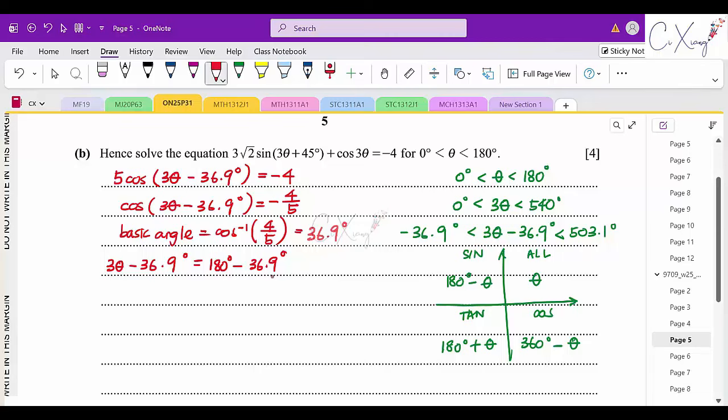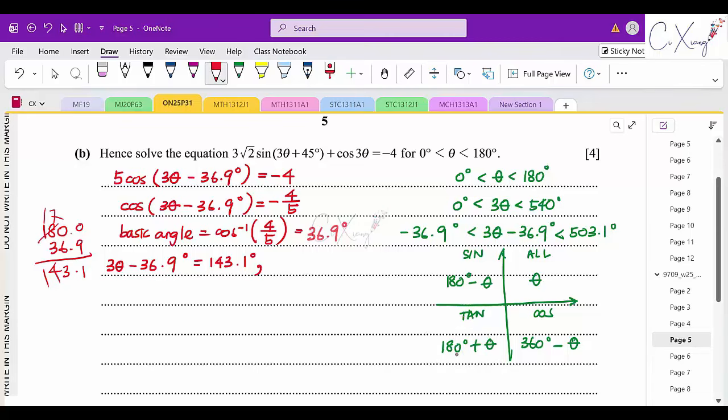Wait, I don't have a calculator with me now, so I have to do something very stupid. Okay, this is a 1, then 3, then 70, so 43.1. Okay, so for the second quadrant answer, you should be having 143.1 degrees. Okay, and very obvious, this is still in the range, right? Okay, after that, this is the second quadrant. Let us proceed to the third quadrant.